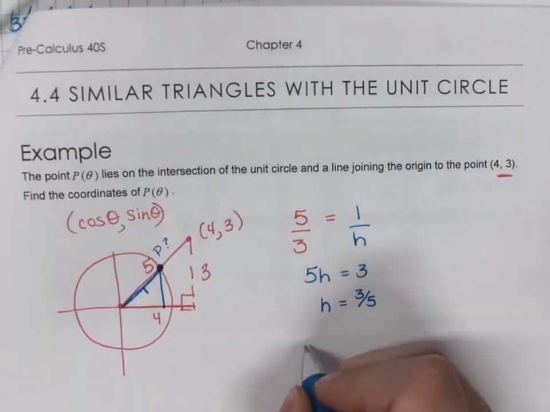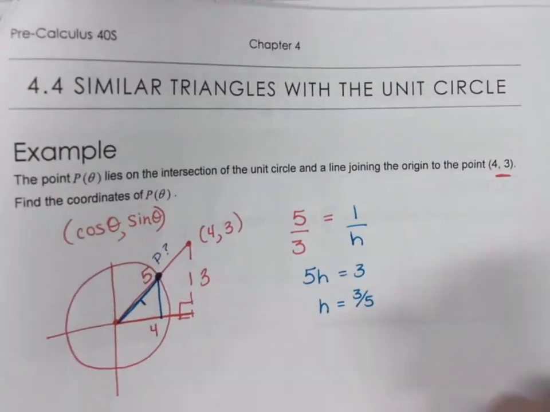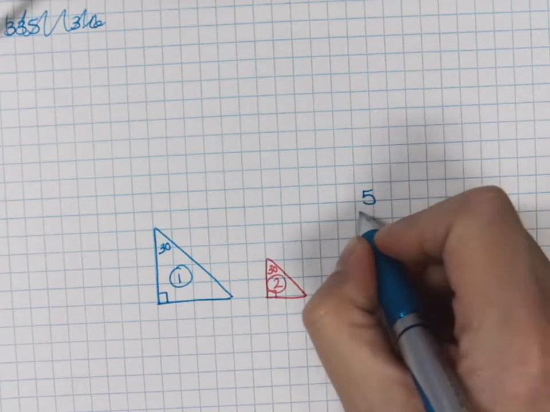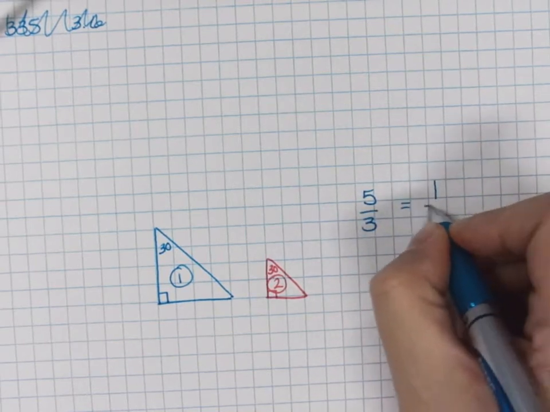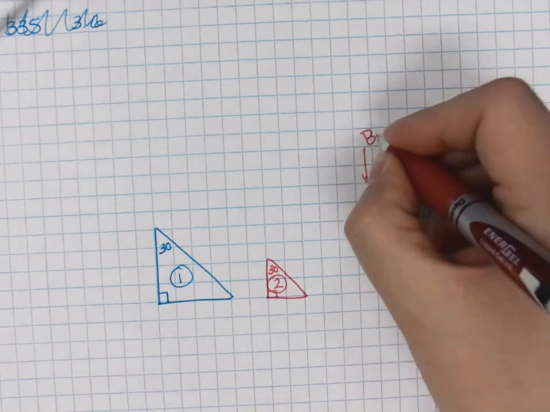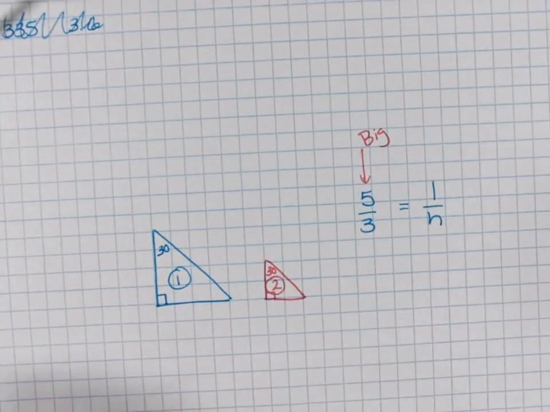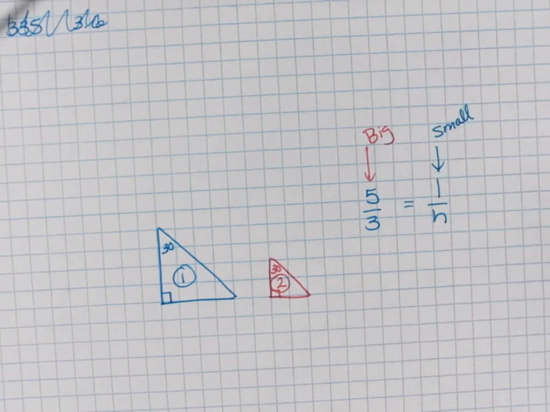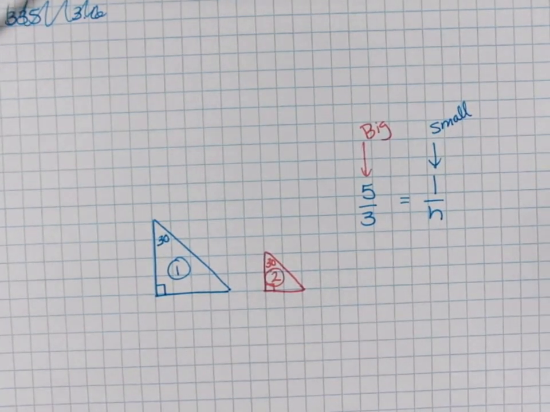I'm just going to pop it off the page for a second. So 5 over 3 equals 1 over h. This is my big triangle, and this one is my small. You just want me to do the math. You're not concerned about this part.